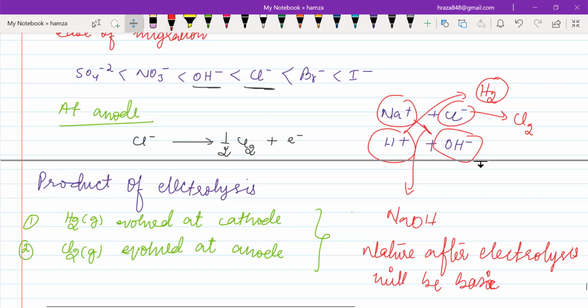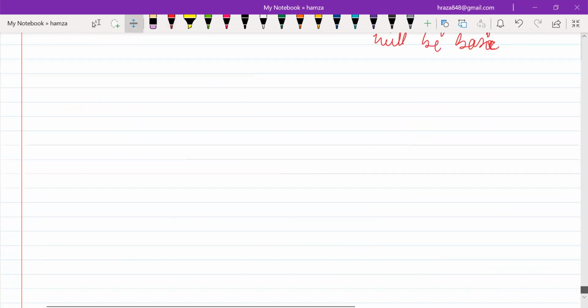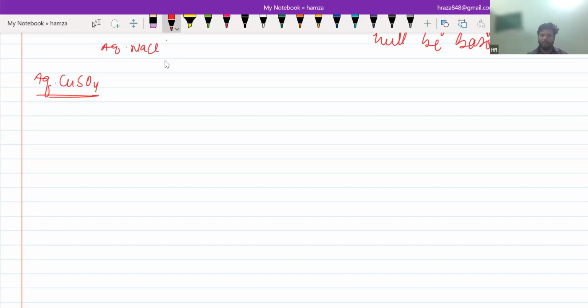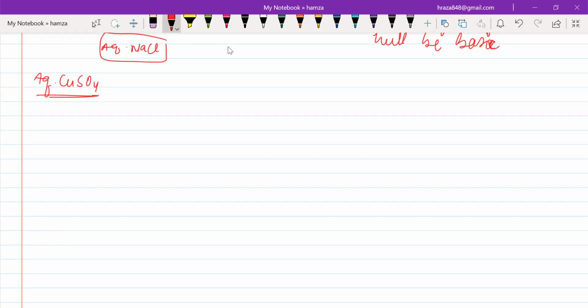Now I'm going to give you a question. If you have aqueous CuSO4, you need to tell me the product after electrolysis at cathode and anode. In the previous one, I took the example of aqueous NaCl. In the same way, you have to tell me the product after electrolysis at cathode and anode. Can you do it, Sneha and Nafisa? Yes, sir. Okay, I'm waiting.